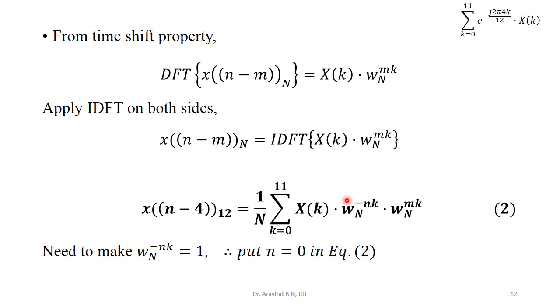If this one becomes equal to 1, then the summation and onwards is comparable with this particular expression. So now we are making this term equal to 1. That is, we need to make omega N to the power of minus nk equal to 1. Therefore, put n is equal to 0 in equation 2. That's what I told. Now after making this substitution, and there is one more scaling factor, we can have a cross multiplication of this. Now let us see that further solution in the next slide.